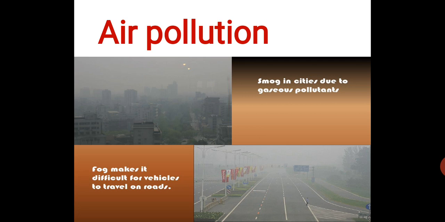Sometimes you see smoke coming out of some cars, some old cars. And sometimes you see something called fog in the atmosphere. Fog is a thick cloud that forms near the ground. If there is fog, it won't help the vehicles to travel. It will be difficult for them because they won't see clearly.